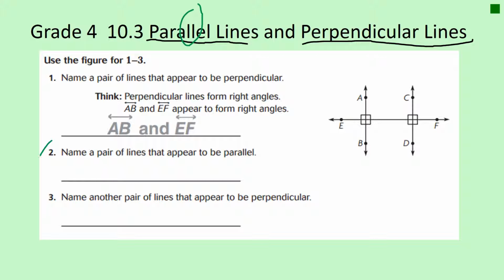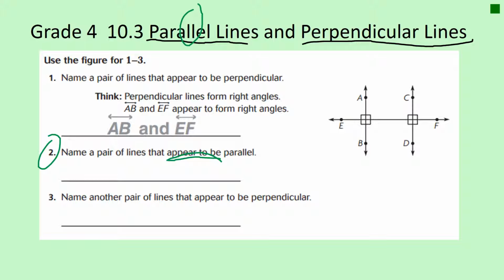All right, so the first one is of course done for you. So we're going to pop down here to number 2. Name a pair of lines that appear to be parallel. Oh, well, there's that word, parallel. Now, the reason they say appear to be is because it's not like we can measure them, but we can look at this figure and we can see sets of lines that are parallel, right, boys and girls?